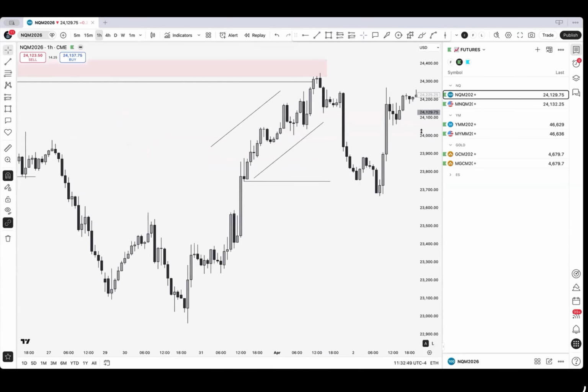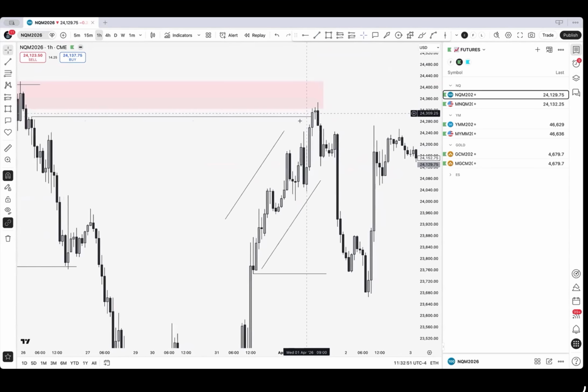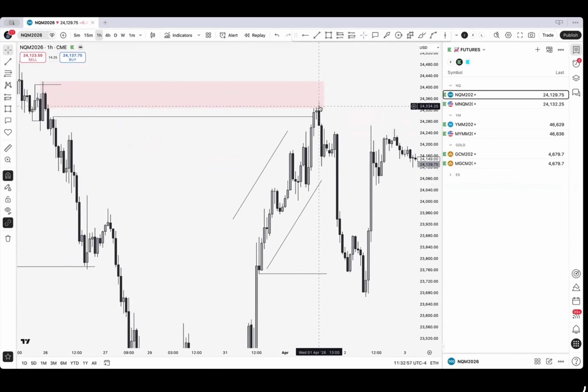I had a limit though in New York, but price came to this area in the times where I don't like to be looking for any trades. So therefore I took my limit off, and look at how price just runs to this target during Asia. So not price action I like to involve myself in.